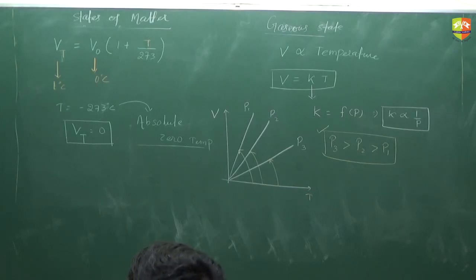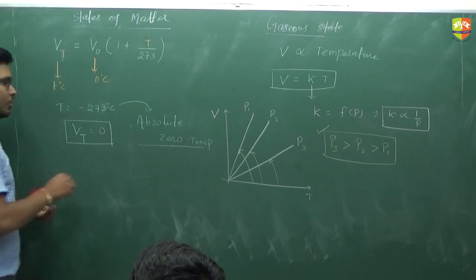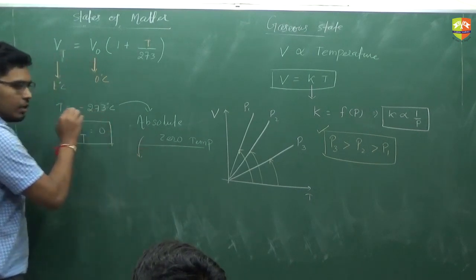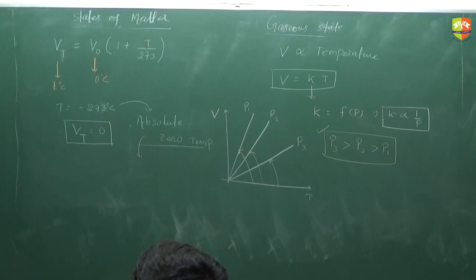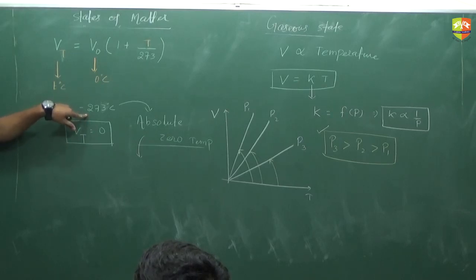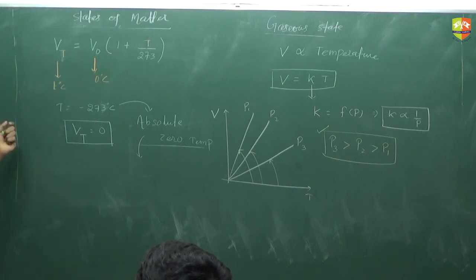No. Actually, you know, absolute zero temperature means what? This temperature is very low. You're not increasing the temperature. The temperature is decreasing, right? So kinetic energy will be almost zero in that case. Actually, the definition of absolute zero temperature is what? It is a temperature at which all kind of motion of the molecule freezes. So even vibrational motion is also not there.